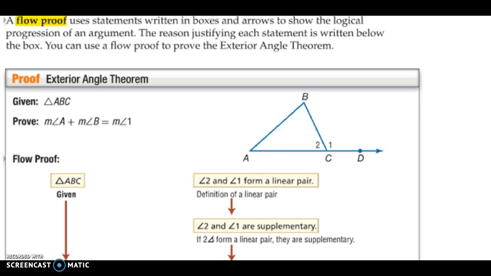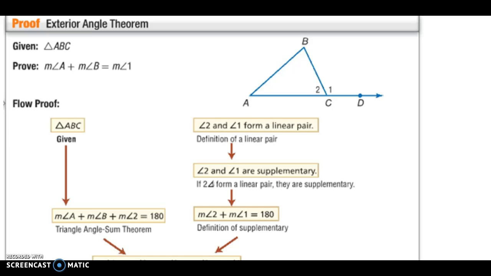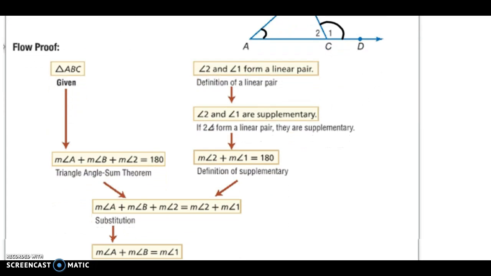So a flow proof is a different type of proof. It kind of draws, it's like a flow chart. You see these in business and models and things like that. So it says, given that you have triangle ABC, we want to prove that the measure of angle A and the measure of angle B is equal to the measure of angle 1. So essentially this is what we're going to do. We're going to say we have triangle ABC.